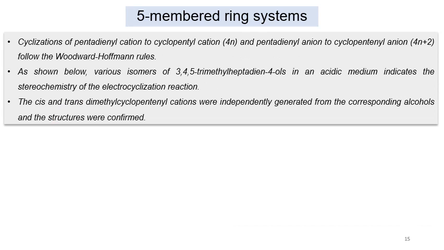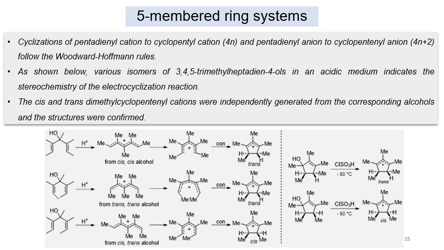Coming forward to the cyclizations and ring openings of 5-membered ring systems, let's first see the cationic systems. Let's see the pentadienyl cation, which can go to the cyclopentadienyl ion. That is the 4N system. Obviously, this is a 4N system, so this will follow the Woodward-Hoffmann rules. 4N systems, thermal conditions will give you a conrotatory electrocyclic reaction, whereas the anion systems, 4N+2 systems, will give you a disrotatory electrocyclic reaction in the ground state.